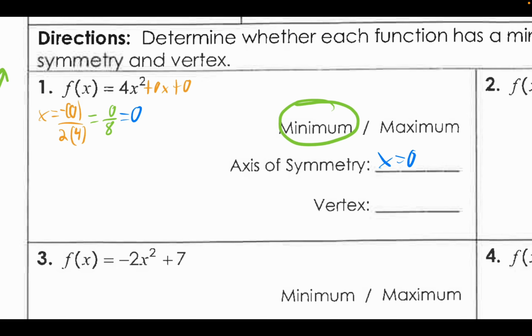It has to be x equals that number. It can't just be 0, because 0 is just an x value, but x equals 0 is a vertical line, which is what we want.